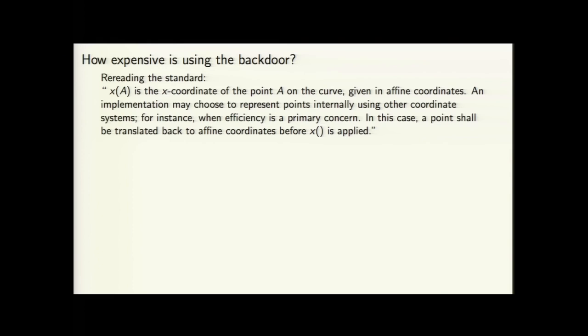Oh, sorry, I forgot. Actually, we did some fun. We have some implementations.